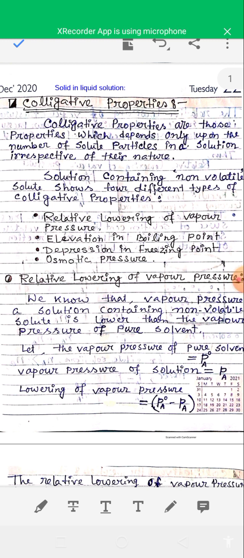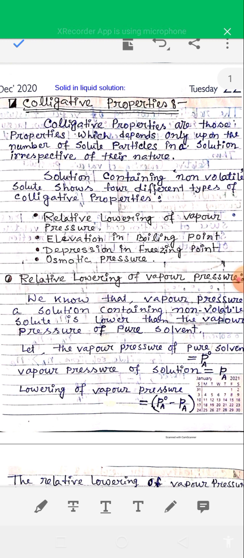This is Latif sir. Today in this video I will discuss solid in liquid solution and their properties. Solid in liquid solutions are those solutions in which the solute is solid and the solvent is liquid. An example of such a solution is salt water solution or glucose water solution. These solutions are solid in liquid solution.